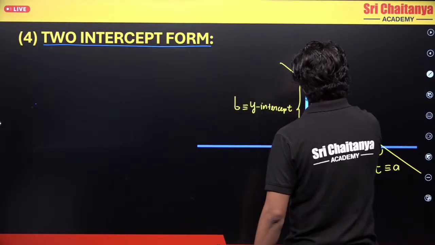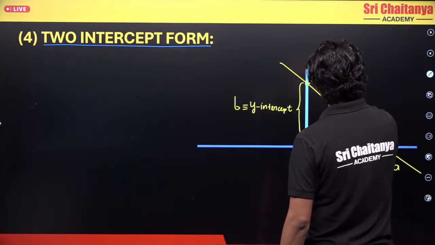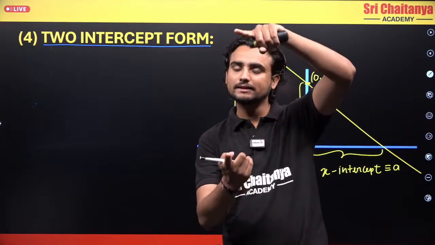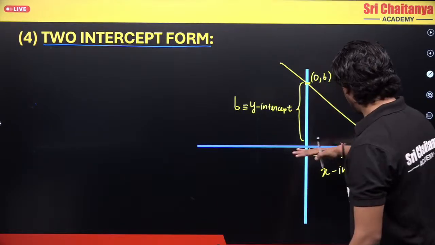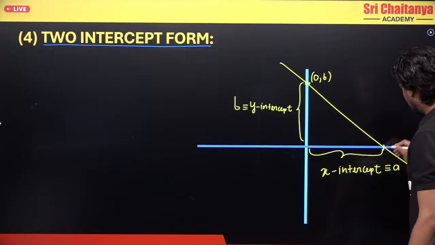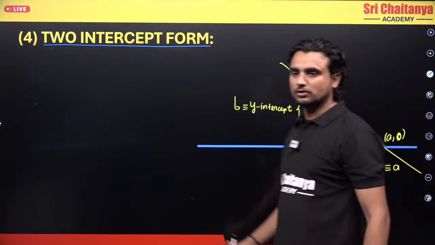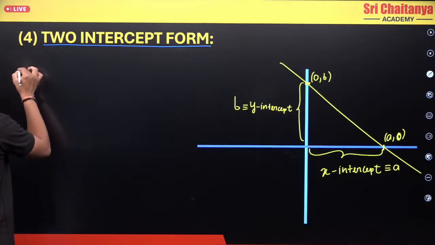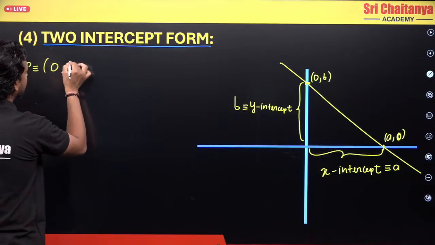Okay, so that means the y intercept is b, right? So this point should be 0 comma b. Think over it: the y coordinate is b, because the length is b, and the x coordinate should be 0 because it is lying on the y axis. Similarly, this other point should have x coordinate a, and y coordinate should be 0 because it is lying on the x axis. So basically I have 2 points. What are the 2 points? P. Let's say P is 0 comma b.